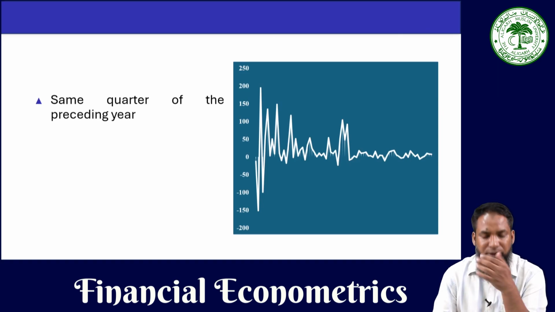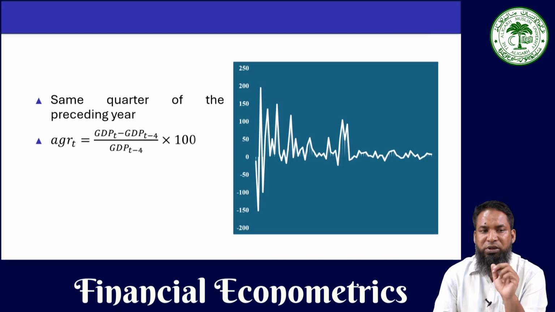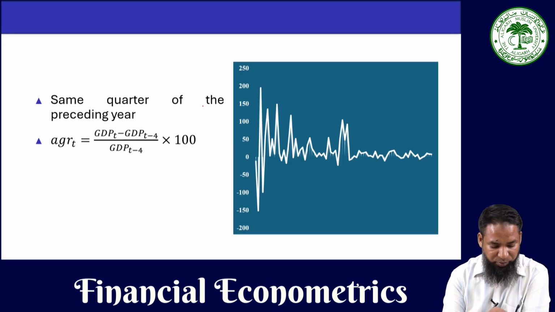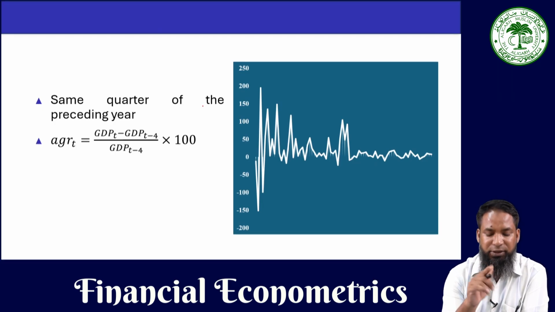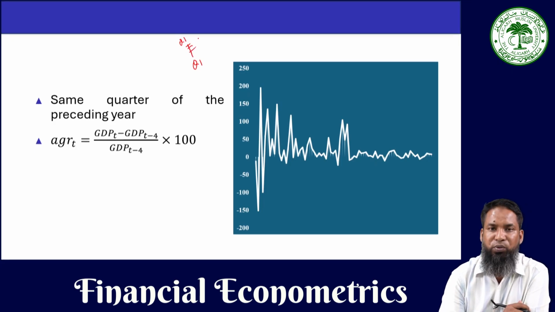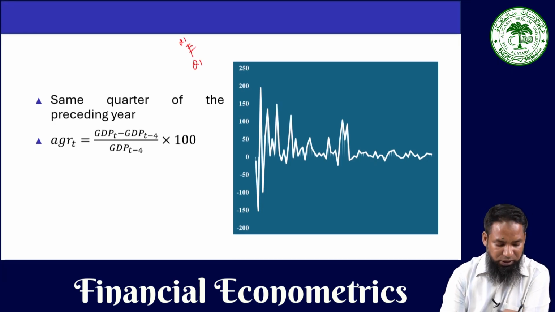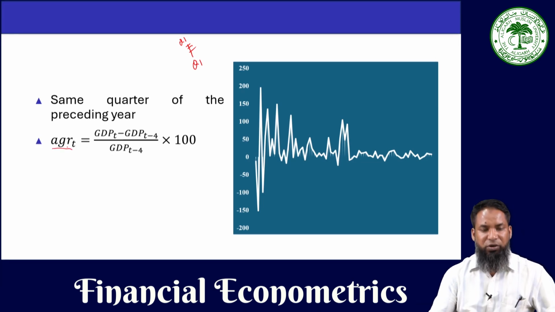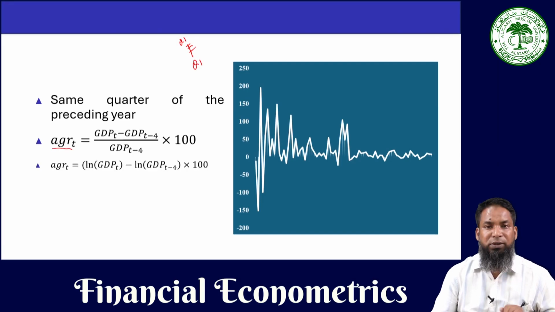Now let us say what we do. We don't take this quarter's difference from the previous quarter. We use the same quarter of the preceding year. Basically, the first quarter of this year, with reference to the first quarter of the previous year. So the 3 quarters in between we are leaving out. This is known as the annual growth rate, and correspondingly we have the logarithmic form of this growth.